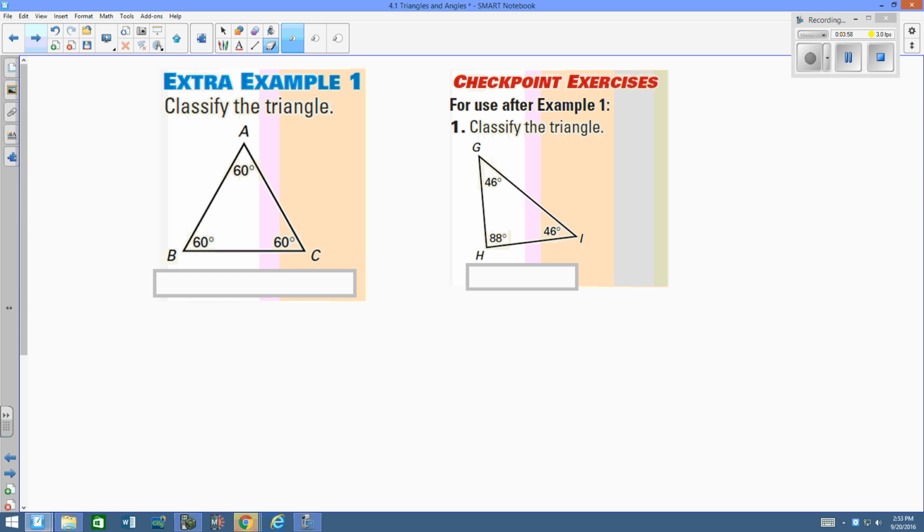All right. So hopefully we got all 3 of these angles are the same. So we call it equiangular. And if you know that all 3 angles are the same, you actually know that all 3 sides will be the same for a triangle. So this is also an equilateral.